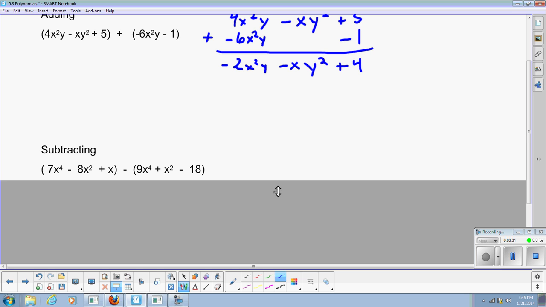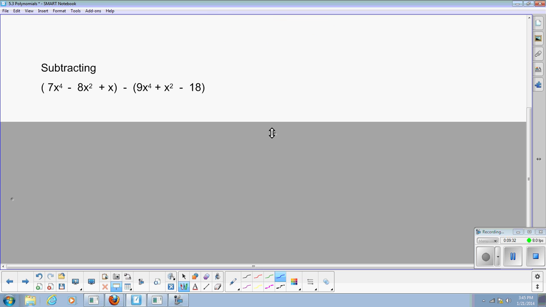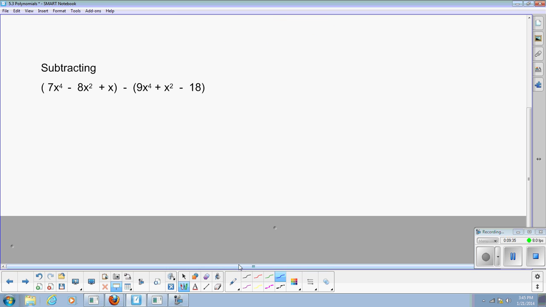Subtraction. So if I'm asked to subtract, here are two trinomials I'm asked to subtract from one another. I start with the one term on the left, and I'm going to copy that down as 7x to the fourth. And I want to take a look now. Do I have an x to the fourth in subtraction? I do over there.